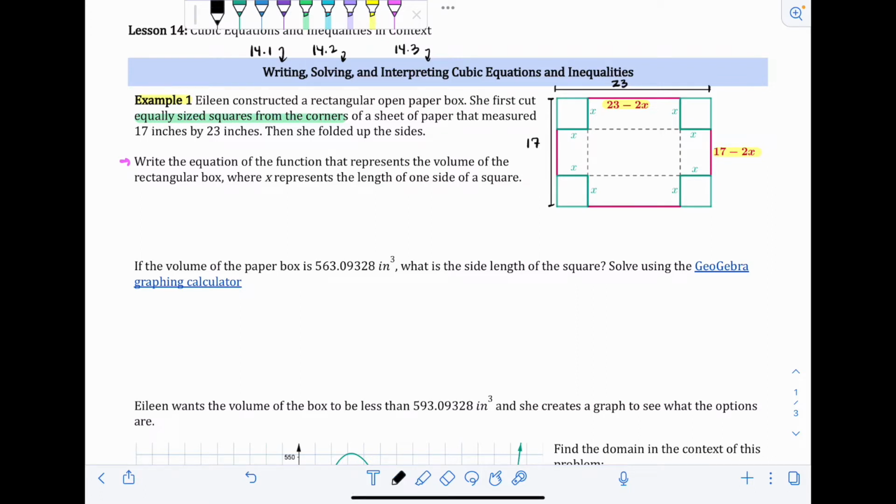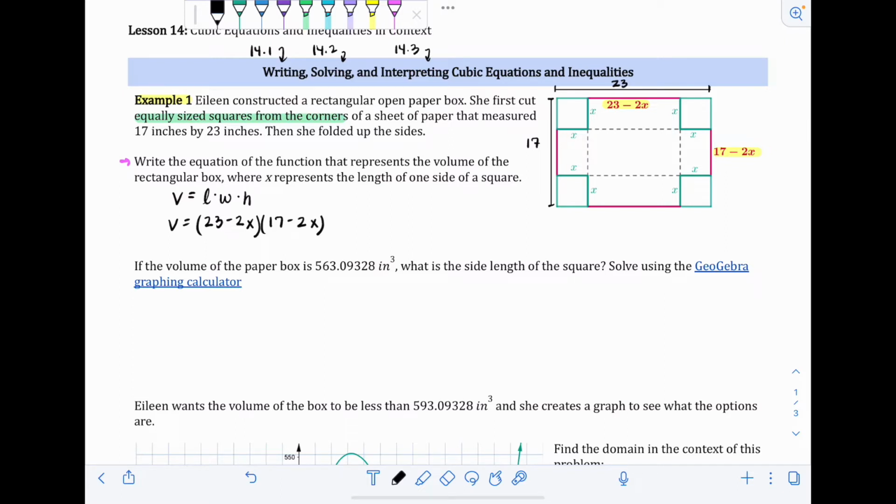And then the volume formula is V equals length times width times height. So we can put all of our dimensions in there. We don't know the volume yet, so I'm just going to leave that as is. So V is equal to length, and it doesn't really matter which one you make which. I'll say that the length is 23 minus 2X, and then times the width, so we'll say 17 minus 2X.